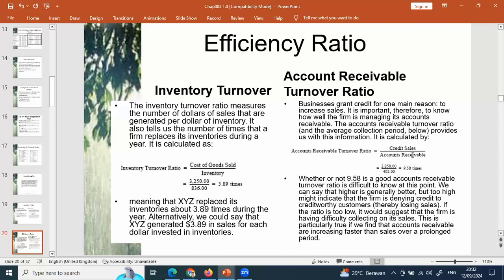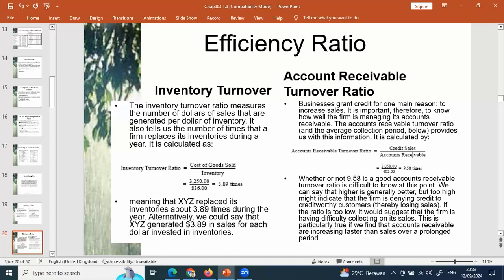What does it mean? So the invoice, the receivable is, the account receivable turnover ratio is 9.59. So what does it mean? Anybody can tell me? What does it tell you?